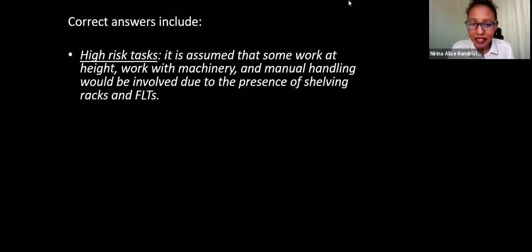I go back to the scenario, and the scenario mentioned that it's a warehouse. It is assumed that some work at height, work with machinery and manual handling will be involved due to the presence of shelving, racks, and forklift trucks, which tells me that it's a high risk job because there is some working at height, some working with machinery, manual handling, and so on. So you see, where did I get that information? I took it from the scenario. I'm not inventing. I'm not listing all the possible high risk tasks here. I cannot say confined space entry because there is no confined space entry in the scenario. So you must always go back to the scenario.